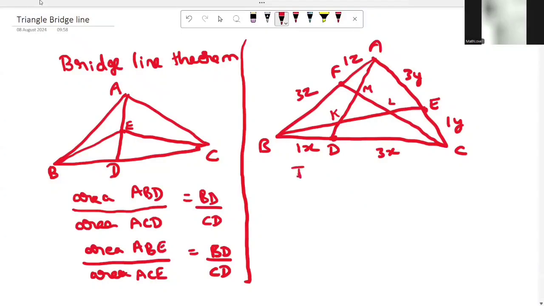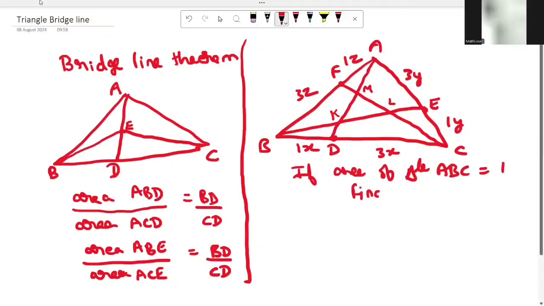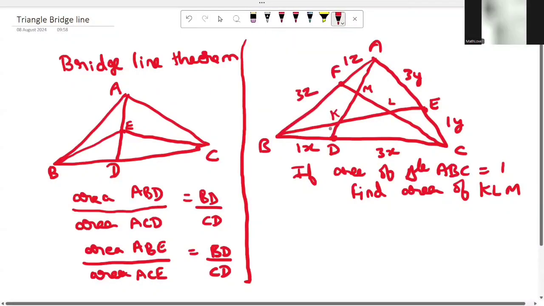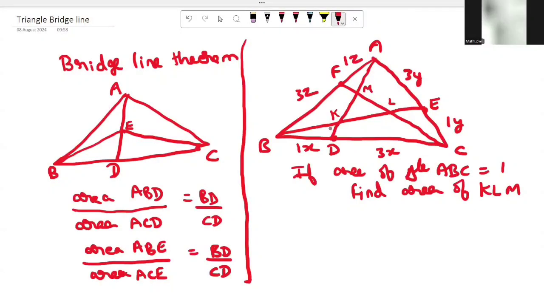So the question is, if area of triangle ABC equals 1, find area of KLM. Now to do this question, we shall try to understand the extensive use of bridge line theorem.